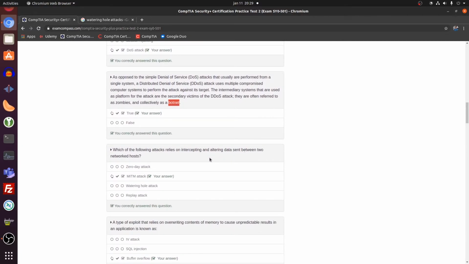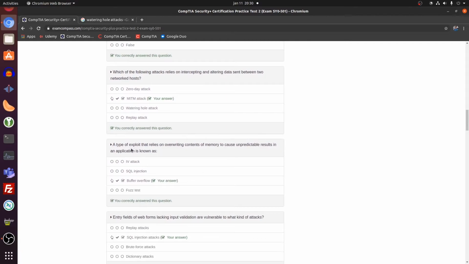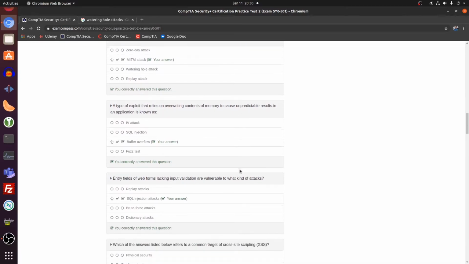Man in the middle attack. You have a client and you have a server and you sit in between, and that's called a man in the middle attack. Okay, an exploit. That's buffer overflow. We're talking about the random access memory. The RAM memory has to do with buffer overflow.